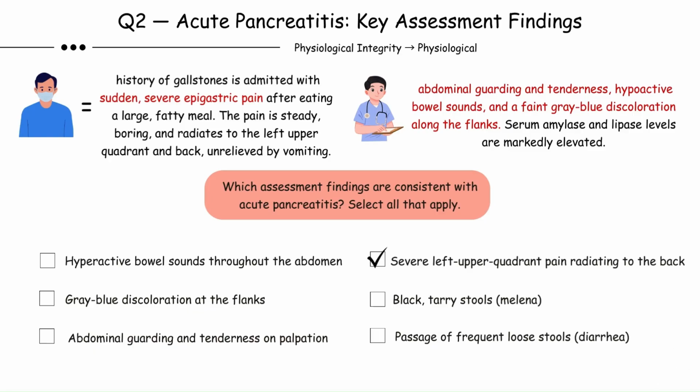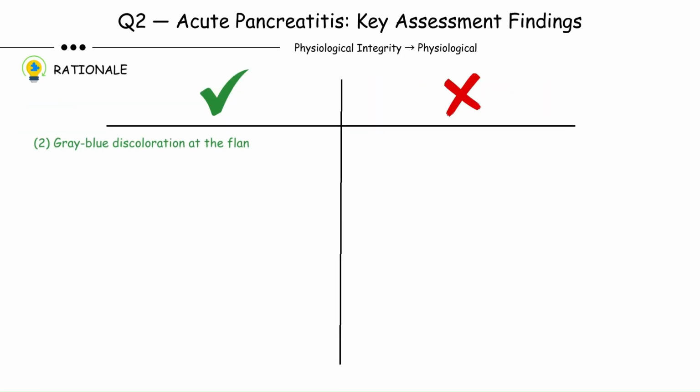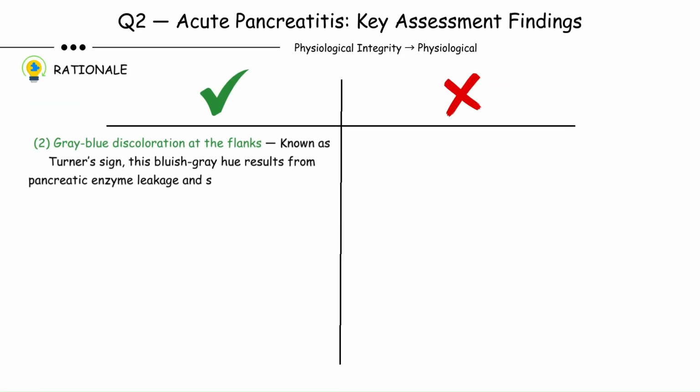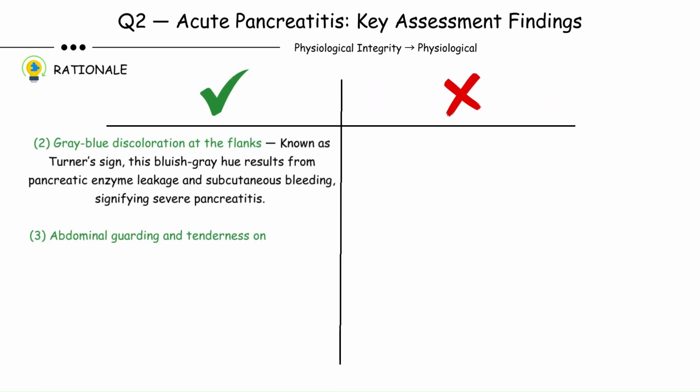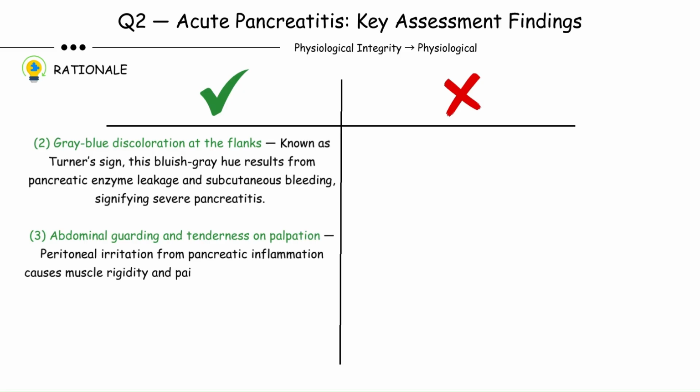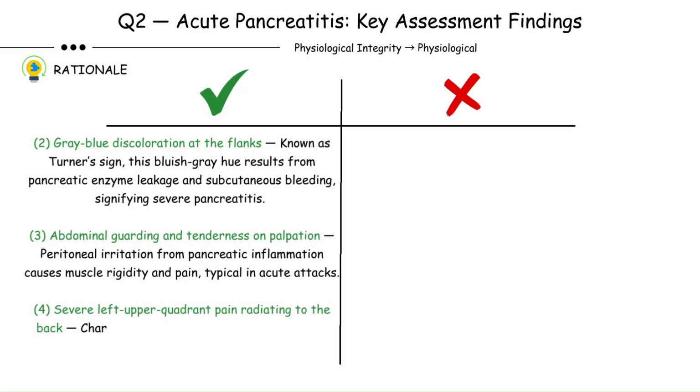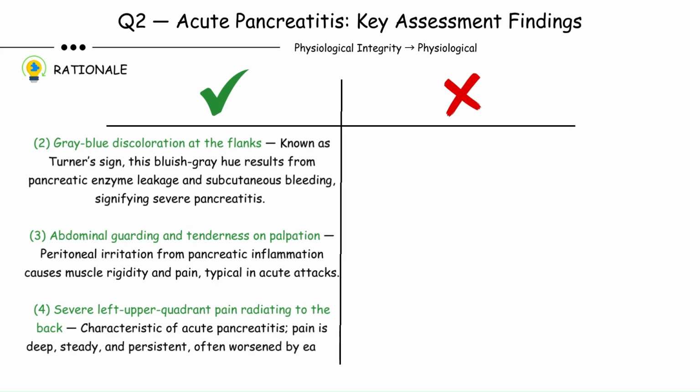Correct responses are Option 2, Option 3, and Option 4. Let's look at the rationale. Option 2. Gray-blue discoloration at the flanks is known as Turner's sign. It indicates enzyme leakage and subcutaneous bleeding, a hallmark of severe pancreatitis.